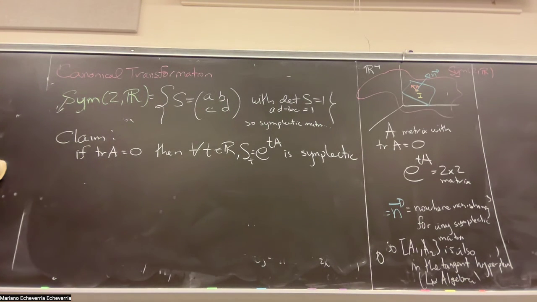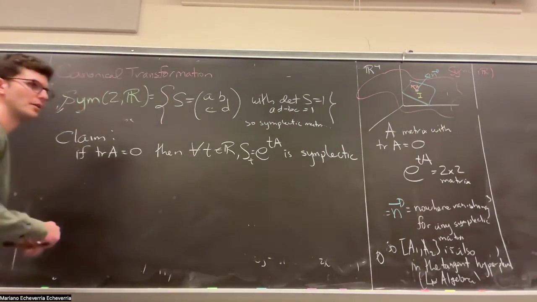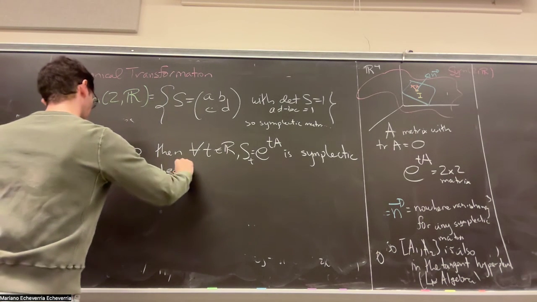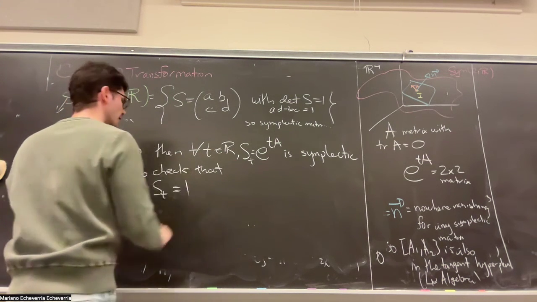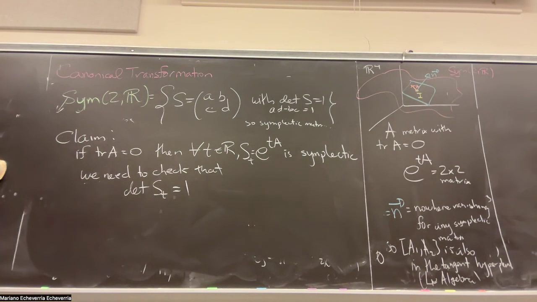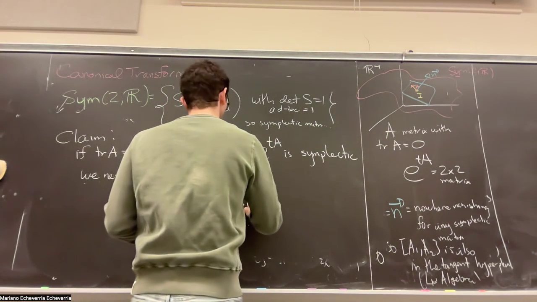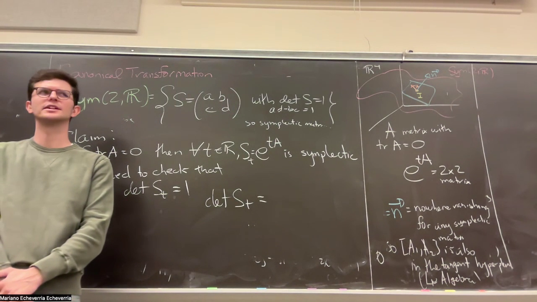Let's think about why that is the case. What's the condition for being symplectic in the 2x2 case? Just that its determinant is 1. So I'm secretly saying that if you exponentiate a matrix with trace 0, you get something of determinant 1. So we need to check that the determinant of S of t equals 1. Is that making sense? And now, does anyone remember what the determinant of the exponential of a matrix is? There's a formula for that. Look at the determinant of the exponential of a matrix. There is a way to find it. Anyone know the answer?